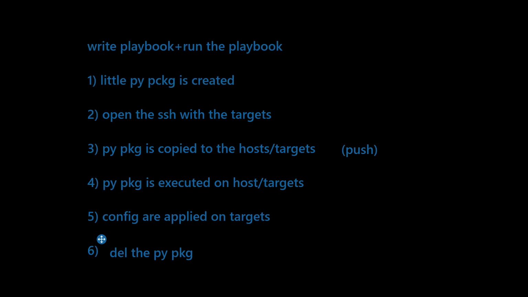I'm repeating once. Whenever you run the playbook, you are calling the modules. Modules are actually Python programs. So they'll create a Python package, and we have to open an SSH connection with the targets. Then this package will be copied to the targets, and once the package is copied, it will be executed there. That means configurations will be applied on the targets, and the package will finally be deleted from the targets, keeping the system clean, like a safe housekeeping method.